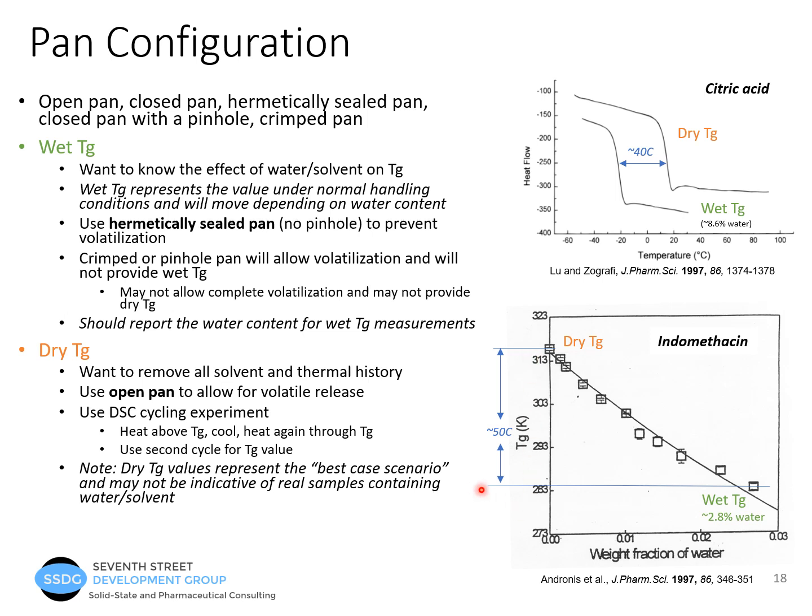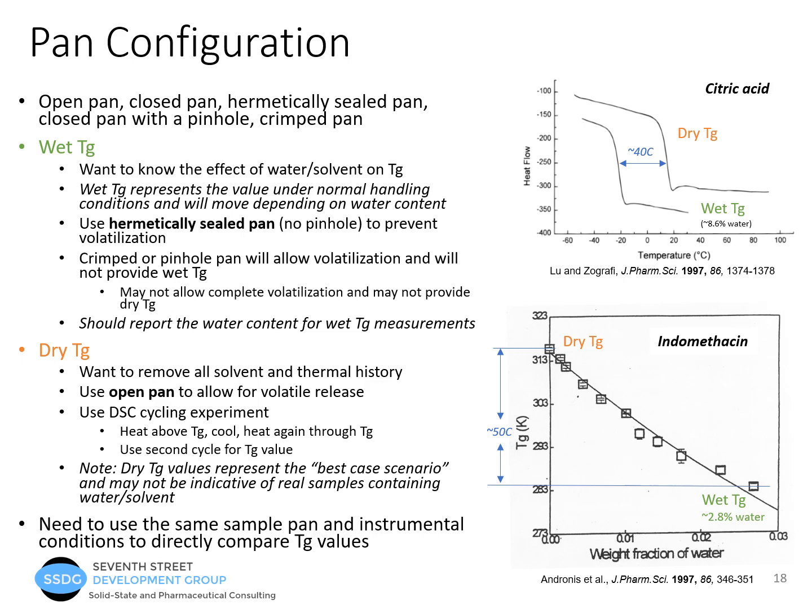However, under normal handling conditions, we're probably somewhere down here. So we have a significantly lower glass transition temperature. So when you're collecting your DSC measurements, understand and measure both. Measure your wet TG and your dry TG, but also understand how your wet TG changes with the amount of water you have in the system.